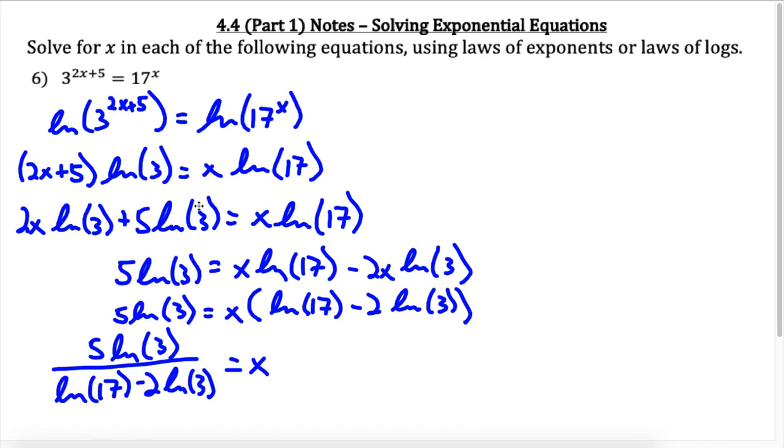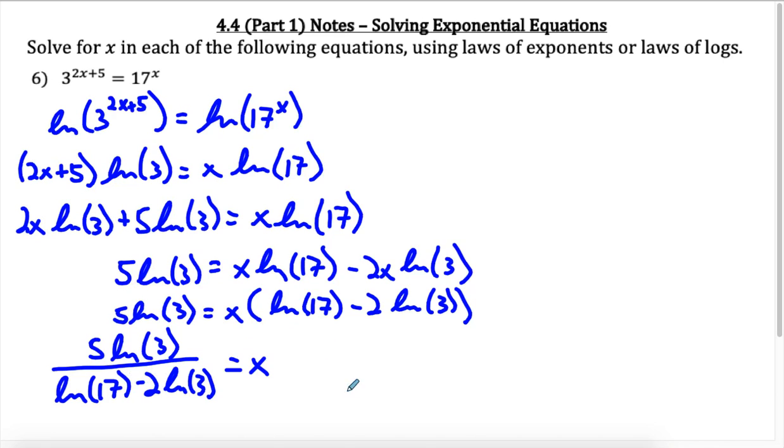Now, I should point out that this would work with a log of any base, okay? I could take the common log of both sides. I could do log base 10. I could do log base 43, right? I could do log base a million. It does not matter what the base of the log is as long as I take the same base on both sides of the equation.